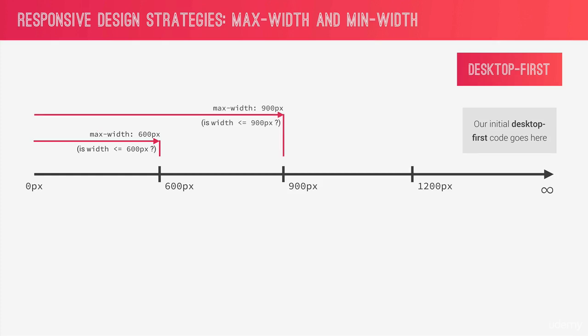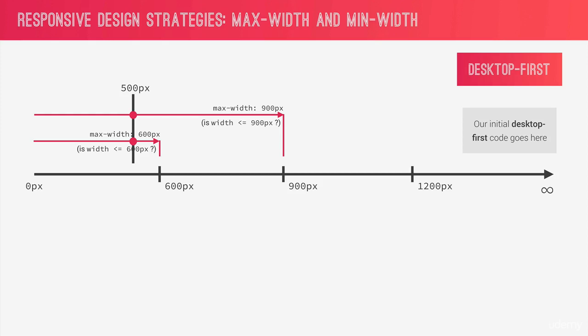So all of the code that is in this query will work as long as the width is less or equal to 900. In other words, as long as the maximum width is 900 pixels. But maybe now you're wondering, what if a phone has a width of 500 pixels? Which media query will apply now?